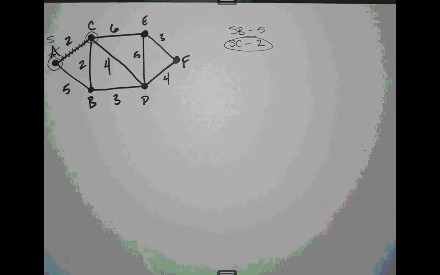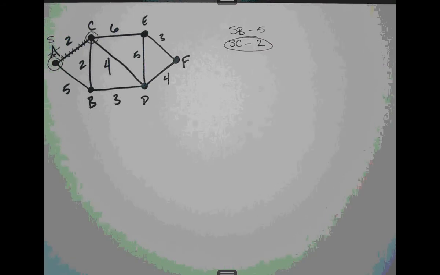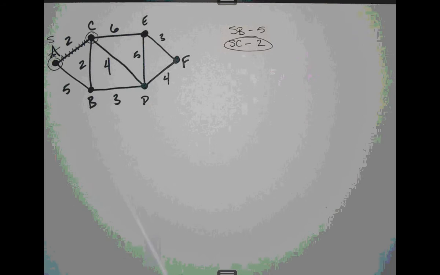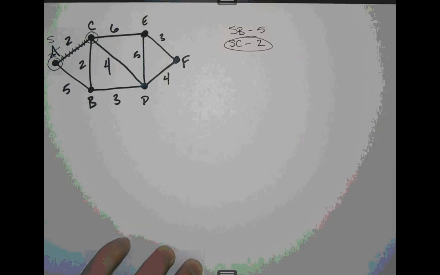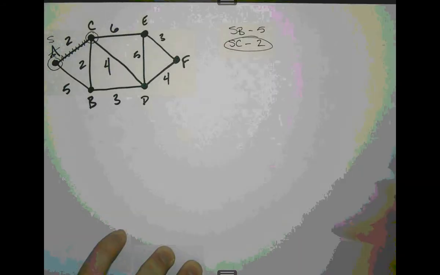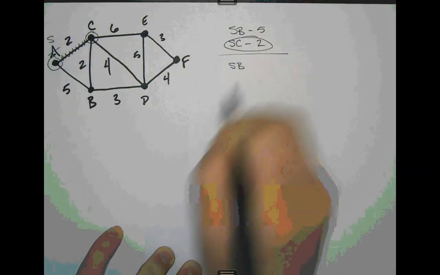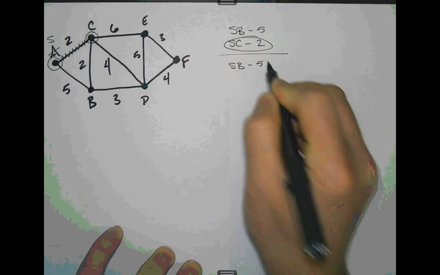There's a couple different routes we can go now, right? The catch is, it's got to be directly adjacent to a circled vertex. So the first one we have, isn't SB still adjacent to one of our circled vertices? So we're going to start a new list. We're going to list SB, and we know that takes a total distance of 5.